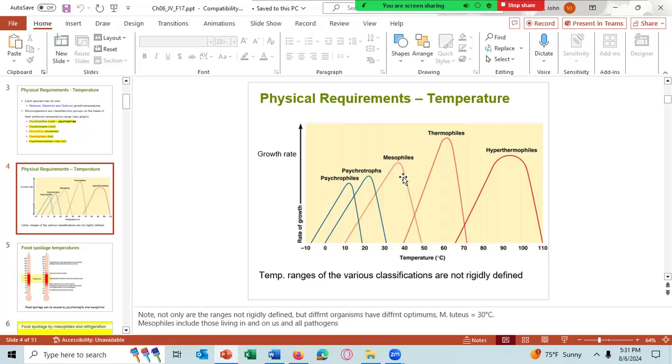Okay, so my point is that this is not strictly defined. Anything that's around 37 degrees would be considered a mesophile. And then the range especially varies, like with the psychrotrophs, this graph shows minus 10 degrees up to about 20 degrees.